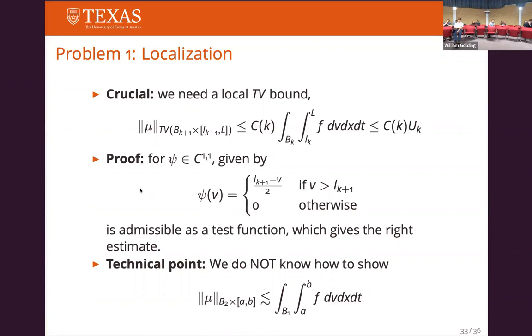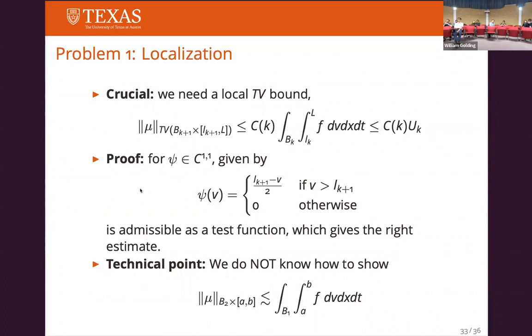If you do it on the endpoint region, the argument's really easy. You test the equation with something that looks quadratic in velocity, integrate by parts twice in velocity because I have two derivatives, and this gives me what I need. It gives me the right estimate.